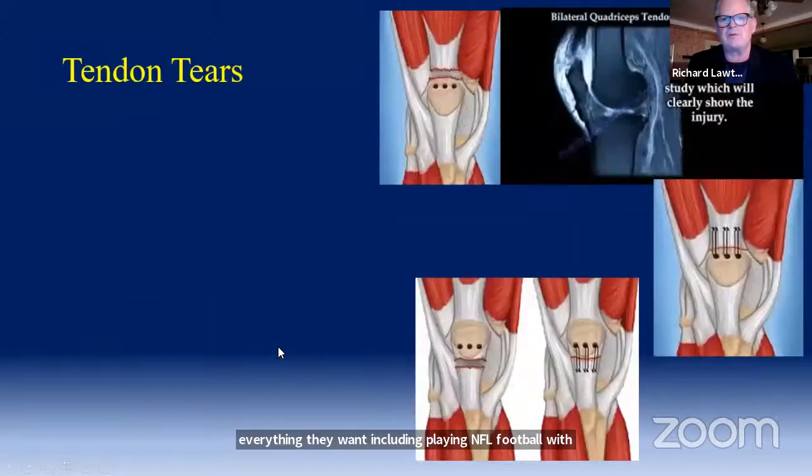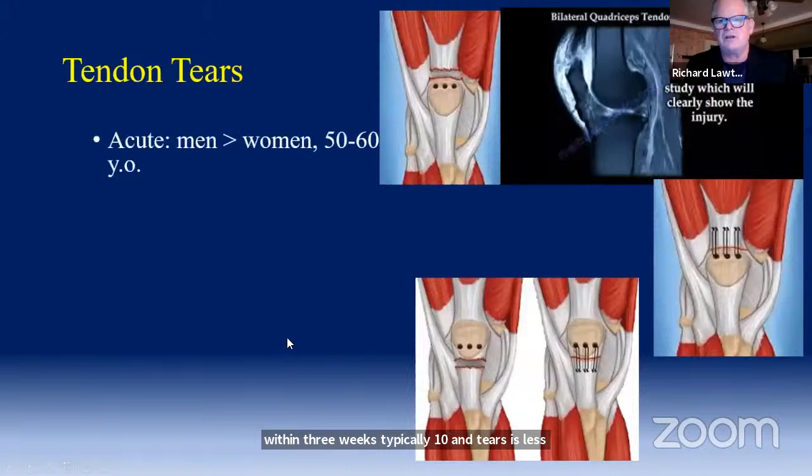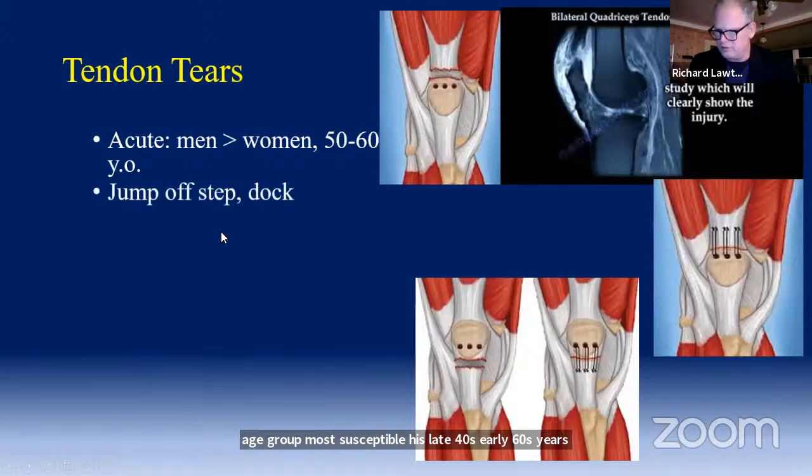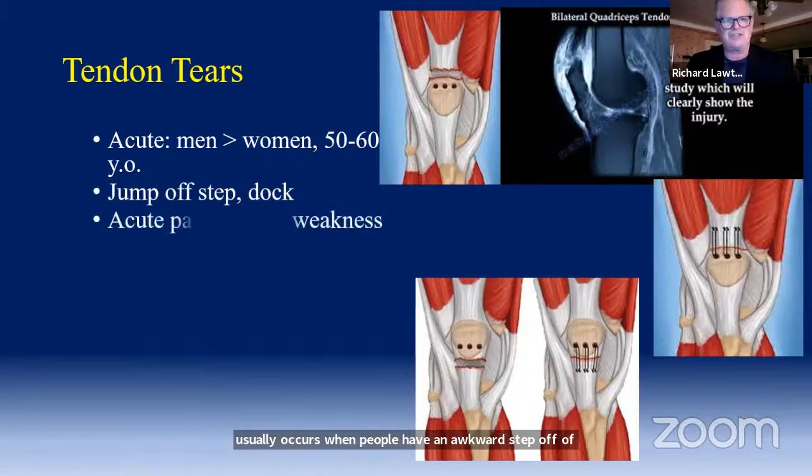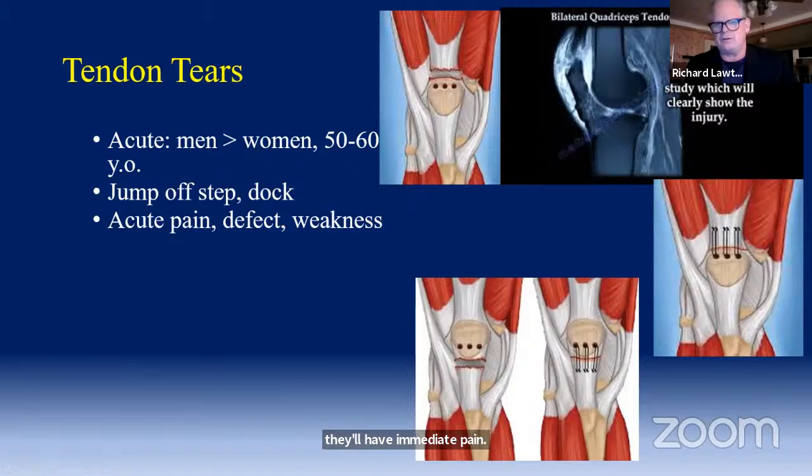Tendon tears, this is less common, but certainly a known entity that comes into our office from time to time. Usually these injuries occur acutely, right away, and more likely in men than women. Usually the age group most susceptible is late 40s to early 60s. Usually it occurs when people have an awkward step off of a deck onto a dock, or they jump off of something. They'll have immediate pain. They'll have a defect where you'll feel where the tendon is pulled apart, and they have weakness, usually straightening their leg out.